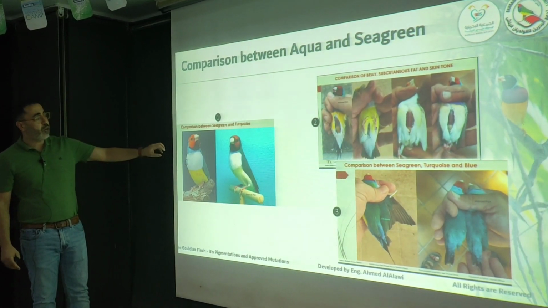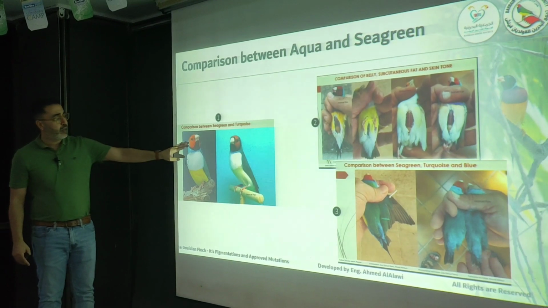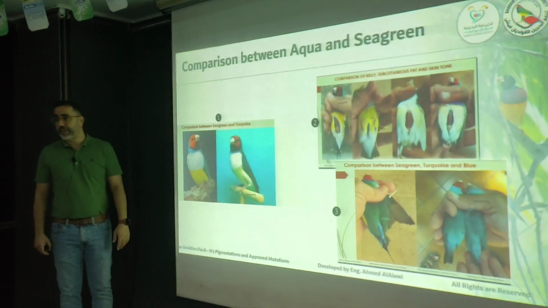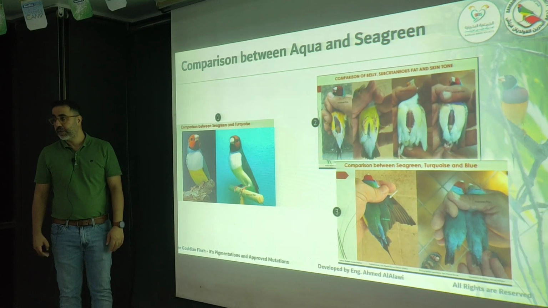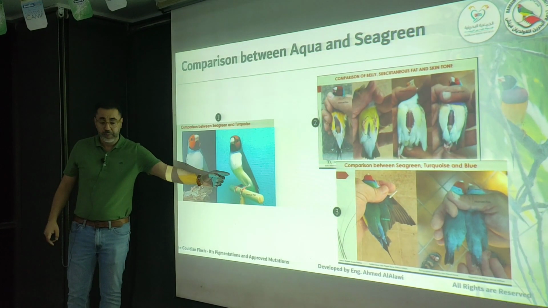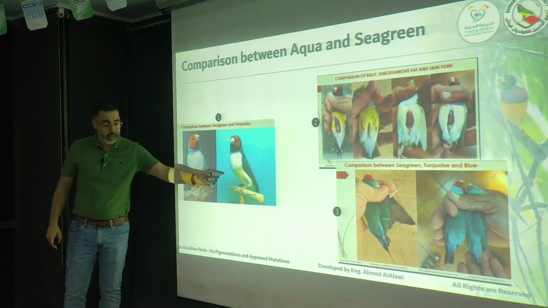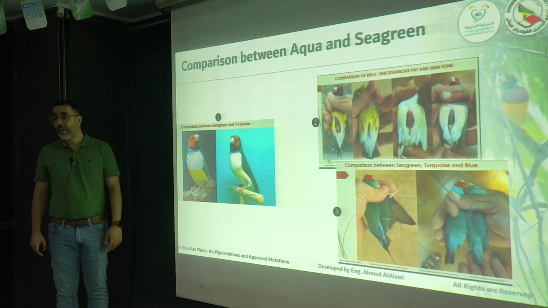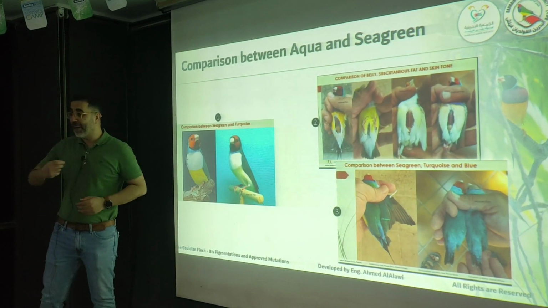First, when I look at the red head, over here and over here, which one is aqua, which one is sea green? Right hand, left hand. Right hand is sea green. And this one? Aqua. No. This one is aqua.